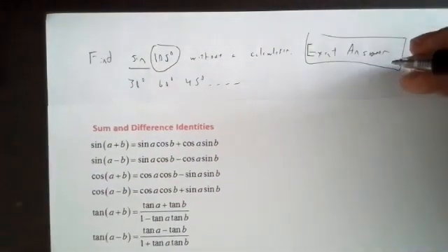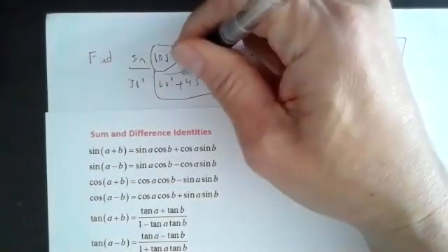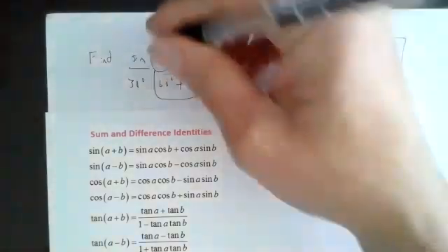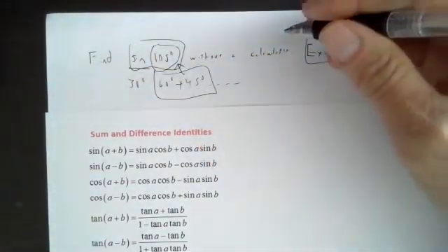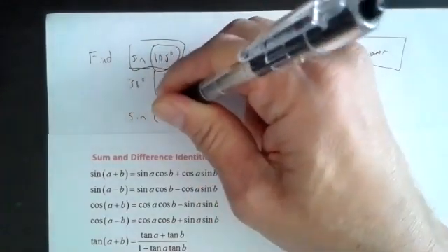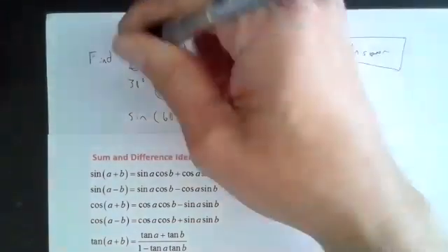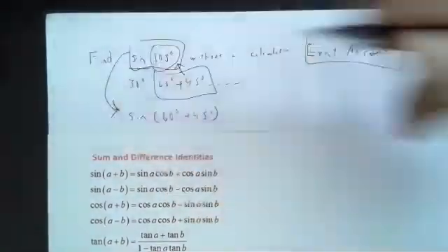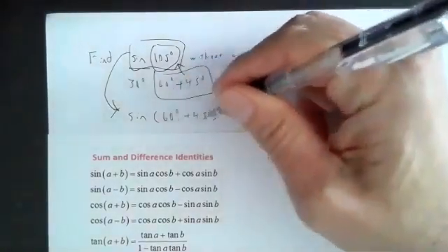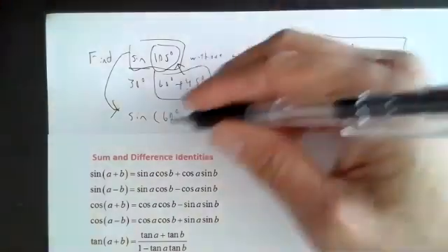And it turns out there is a way to do it. It turns out 60 plus 45 is 105. So if we're trying to find the sine of 105 degrees, that's the same thing as the sine of 60 degrees plus 45 degrees. These two things are the same, right? They are the same thing because 60 plus 45 is 105.